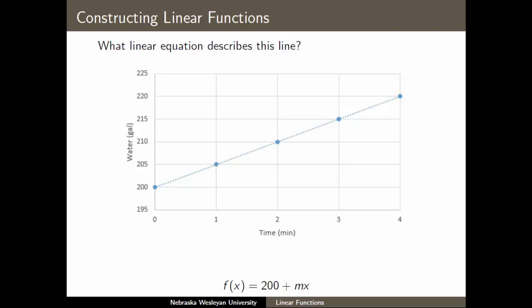In fact, I could compare any two adjacent values and find the same rate of change. If I compare 3 minutes when I have 215 gallons to 4 minutes when I have 220 gallons, I still see the plus 5 gallons per minute. So this tells me the value for my slope should be 5, and that my function is now f of x equals 200 plus 5x.